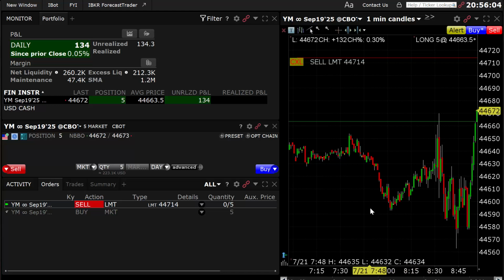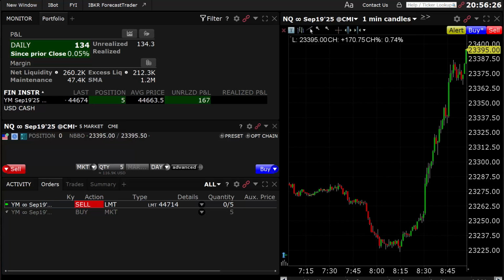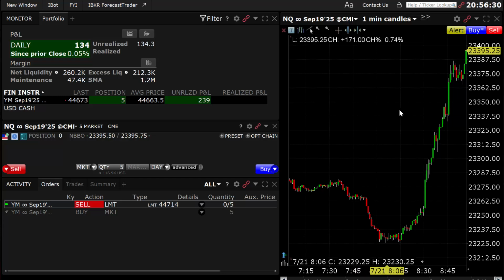Okay, I've got a long position here on the YM and set up a sell limit to get out for 50 ticks at 44,714. This trade has a 92% success rate on it. Now, I need to switch over to the NQ and set up an order on it. Okay, I'll be right back.